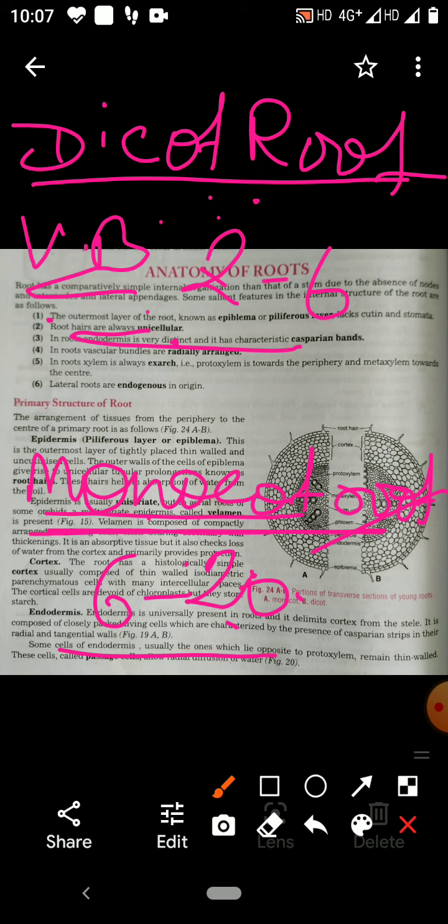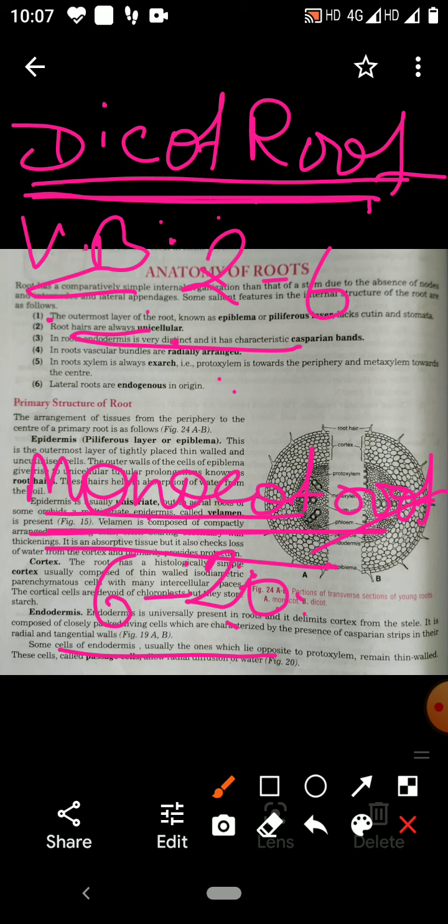In the dicot, cambium appears as a secondary meristem. Due to that, there is secondary growth in the dicot root. But cambium is absent in the monocot, therefore there is no secondary growth. In the dicot, pith is poorly developed, but in the monocot, pith is well developed.